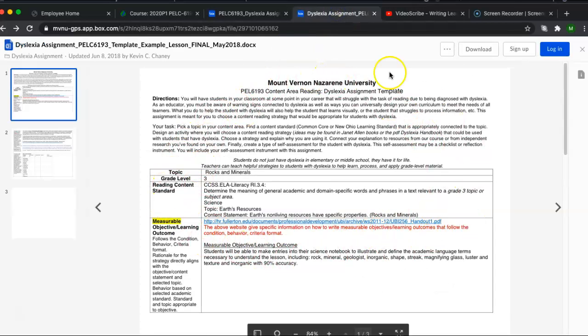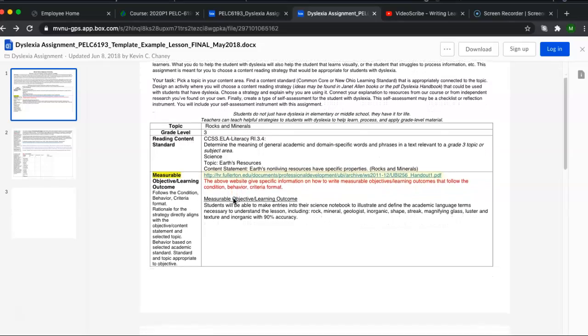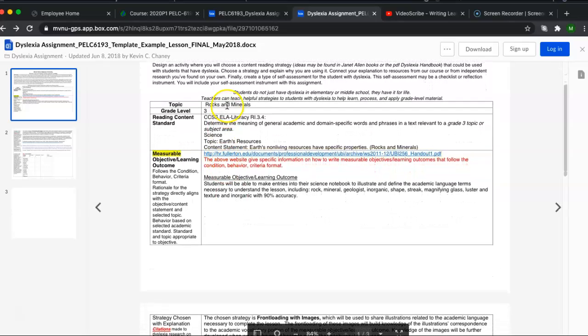Here is an example plan. Make sure that you have the topic of the lesson, the grade level, which is 3, the reading content standard, and if you have a topic standard, please put that in also. This one has 2, as the reading content and the science.